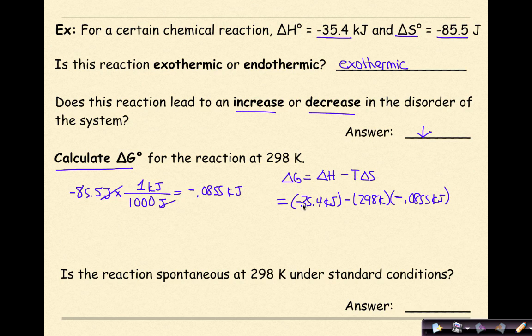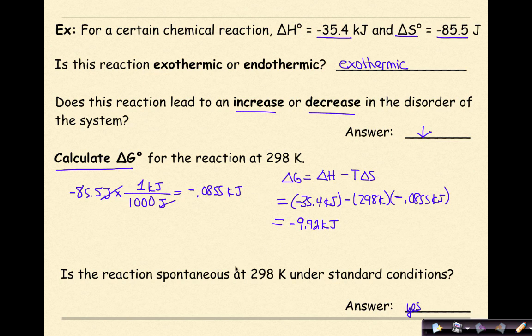our answer plays out. So we know a negative times a negative is going to give us a positive, but our initial number is negative, so when you work this out, you should have calculated negative 9.92 kilojoules, which again, our delta G is negative. So is this reaction spontaneous at 298 K under standard conditions? The answer again is yes, but just barely, because it's negative 9.92 kilojoules.